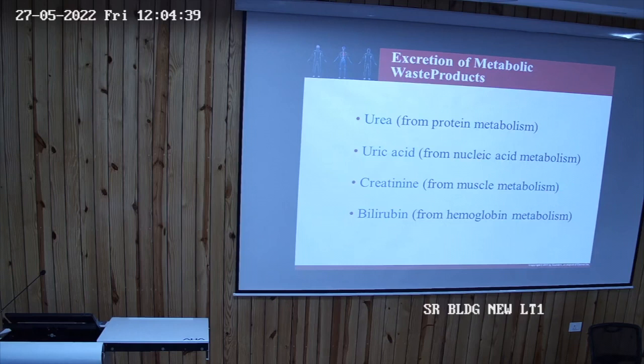Okay, urea from protein metabolism, uric acid from nucleic acid metabolism, creatinine from muscle, and bilirubin from hemoglobin metabolism. Clear? If you have to elaborate like this, and you are not remembering the whole text, at least write down the points, but they should be related. Okay.